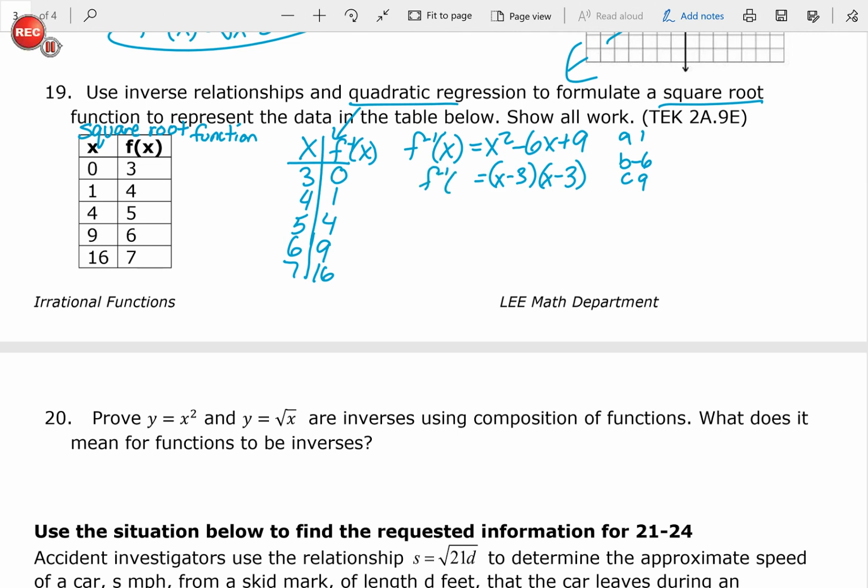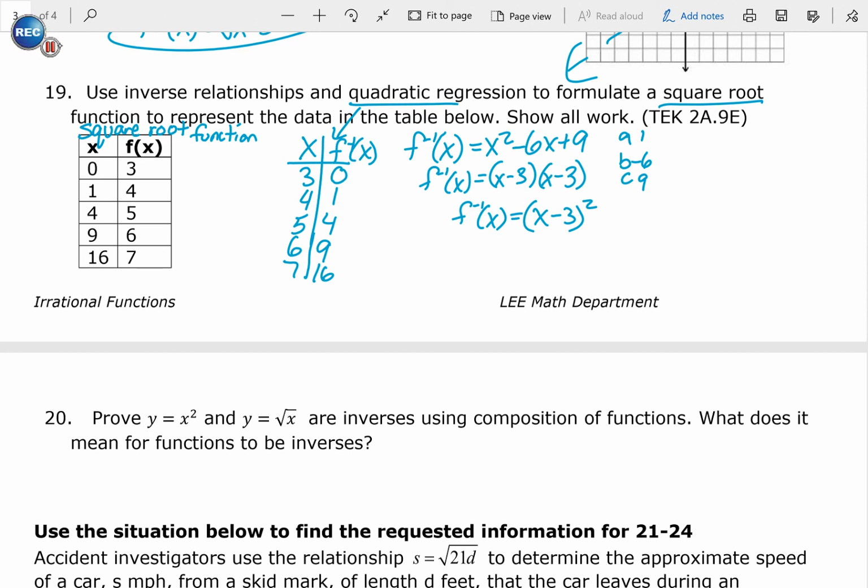Still the inverse function of x. So we're going to end up with x minus 3 squared. We're not done yet, because remember, this is our inverse and we need to go back to our original function, which is going to end up being just the square root function.